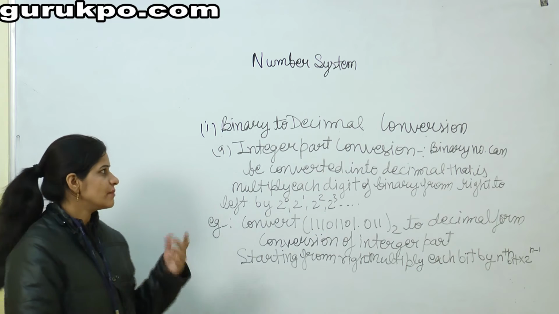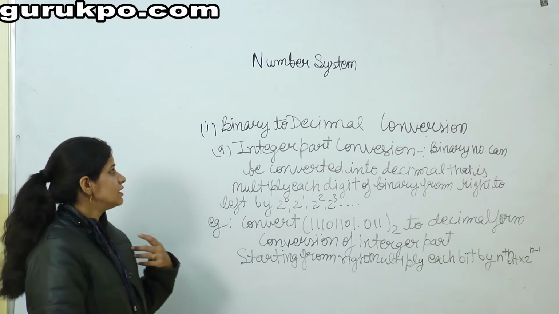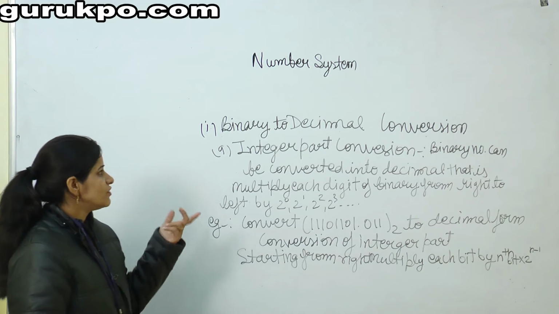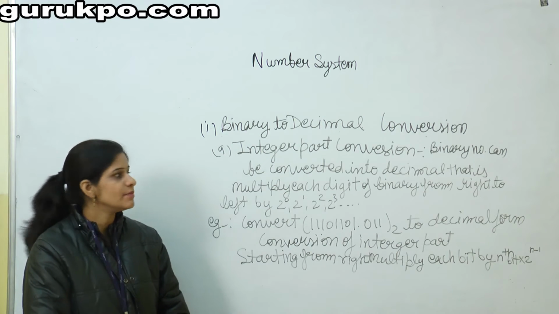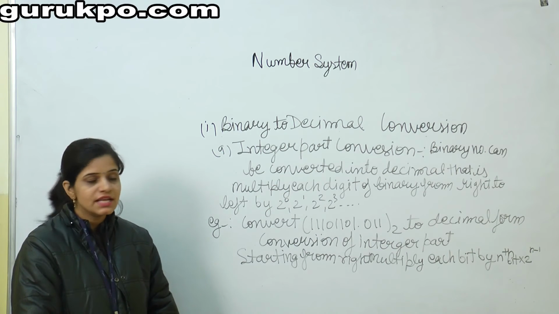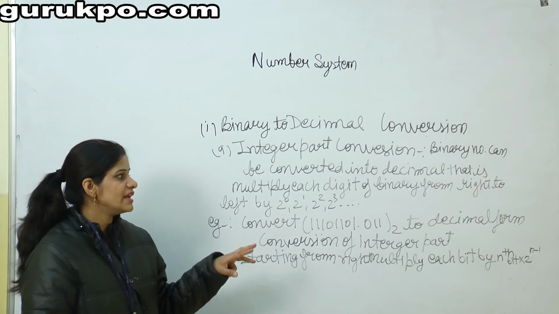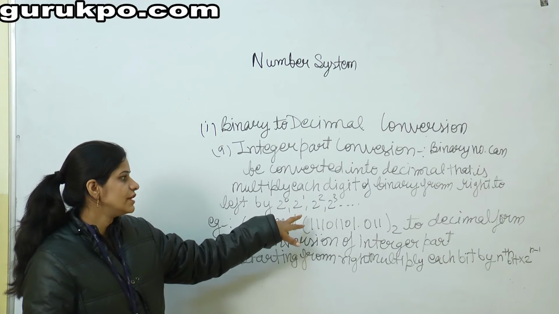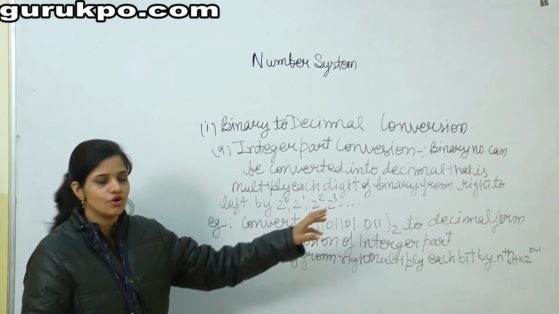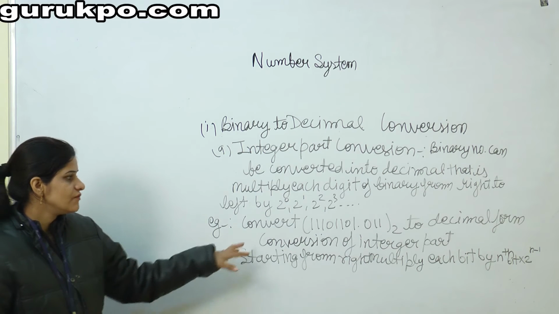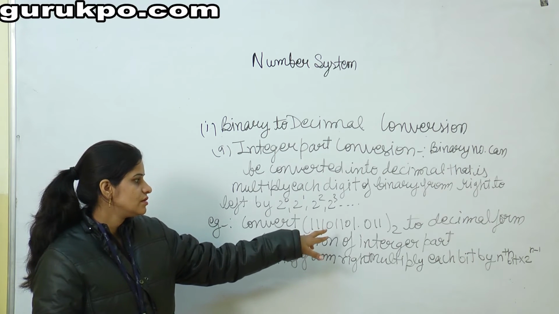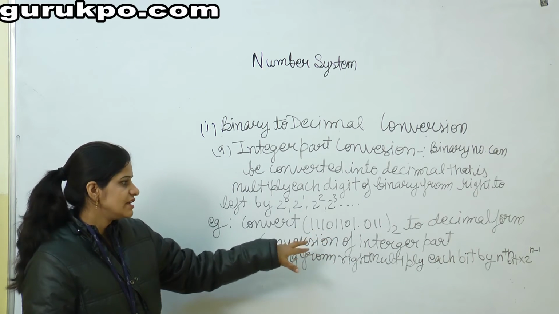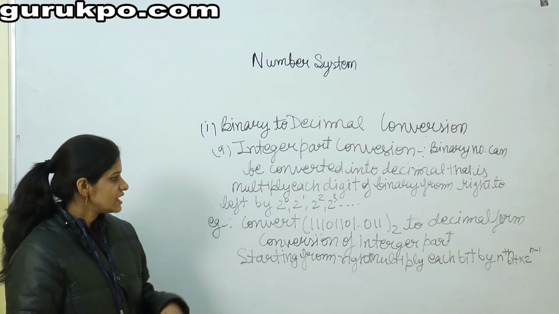Second is binary to decimal conversion. It can also be checked by decimal to binary conversion. Binary base is 2 and decimal base is 10. Firstly, integer part conversion. A binary number can be converted into decimal by multiplying each digit of the binary form from right to left by 2 to the power 0, to the power 1, to the power 2, to the power 3 and so on. For example, convert 1101.011.